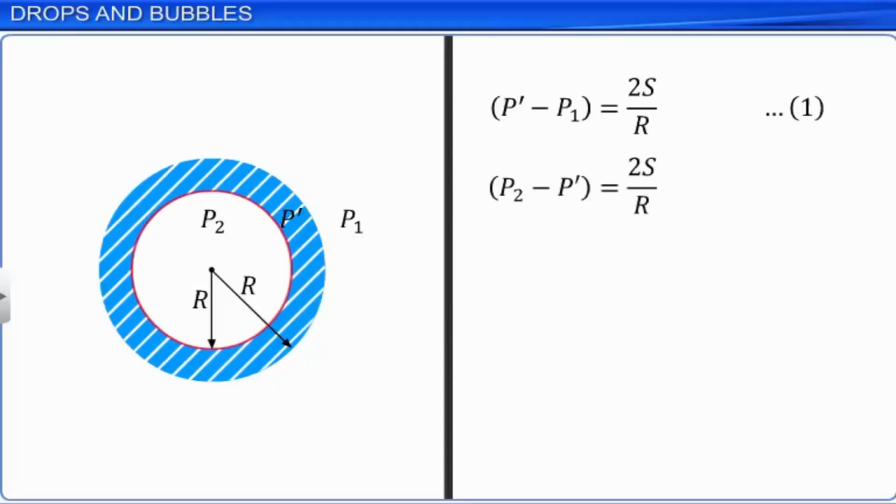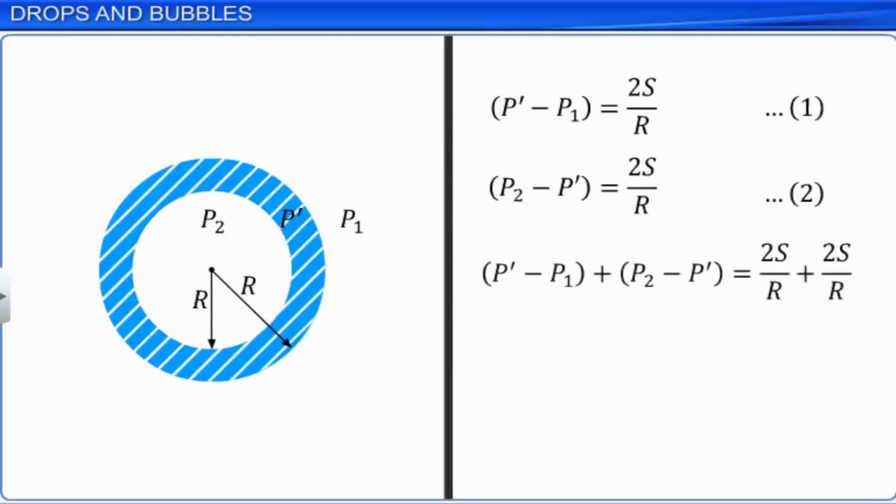Adding equation 1 and equation 2, we get the difference in the pressure between the inside of the bubble and outside of the bubble. On simplifying, we get the excess of the pressure in the bubble over the outside of the bubble as P2 minus P1 is equal to 4S by R. Thus, the pressure inside a soap bubble is greater than the pressure outside by 4S by R.